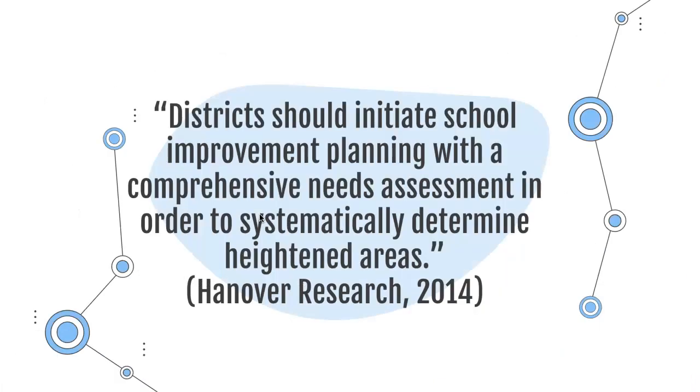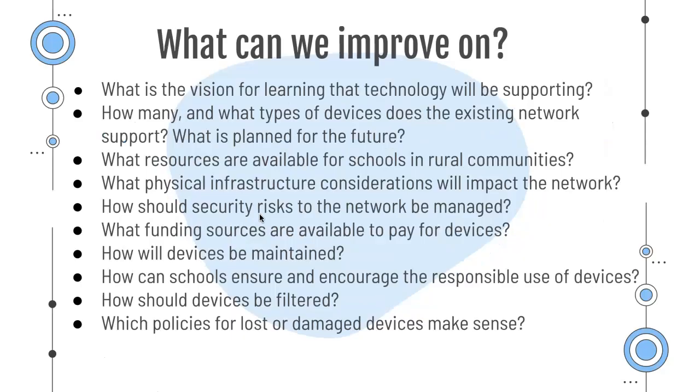Another part that I found from Hanover research that I thought was really important was that districts should be initiating school improvement planning with a comprehensive needs assessment in order to systematically determine heightened areas. So this isn't we're going to do this because we need to improve our technology. We're doing this because we do have technology, but we need to see how well it's working and what we can do to better improve that plan.